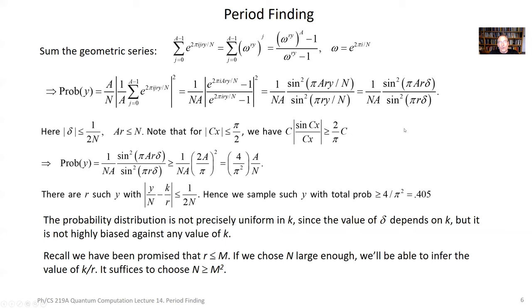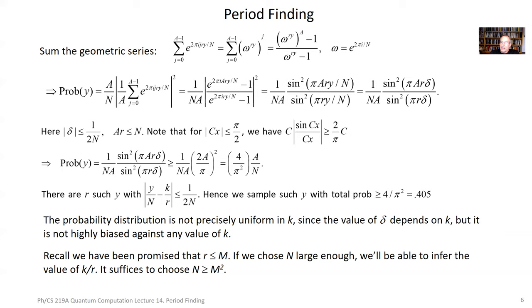Now, for the values of y that I was just talking about, the values of y that I claim are going to occur when we make the measurement with appreciable probability, delta is a pretty small number. It's less than or equal to 1 over 2n. And remember, ar is also less than or equal to n, because a is the number of multiples of r that will fit in between 0 and n. And this is just a fact about the sine function. If the argument of the sine function is less than or equal to pi over 2, then the sine of the argument divided by the argument, in absolute value, is going to be at least 2 over pi.